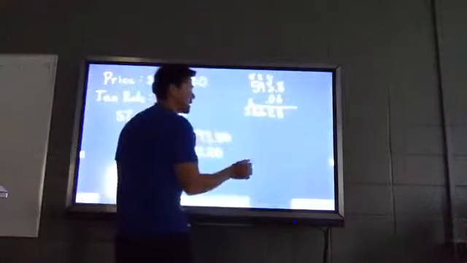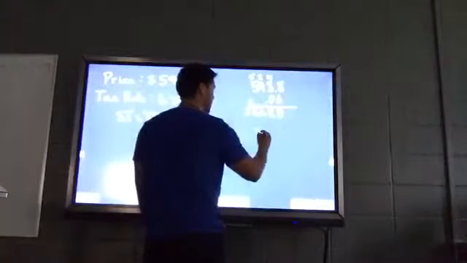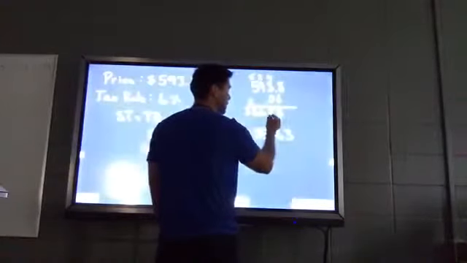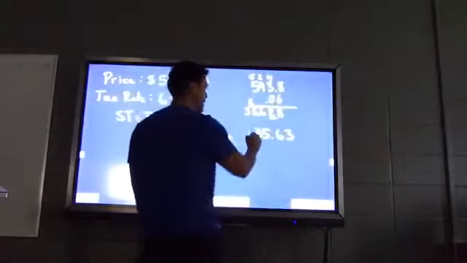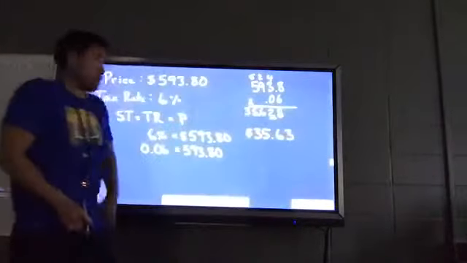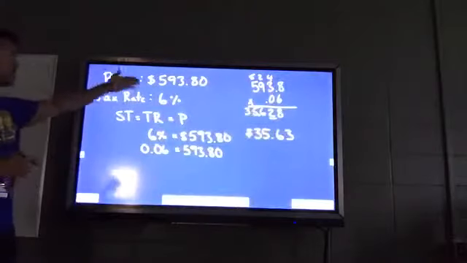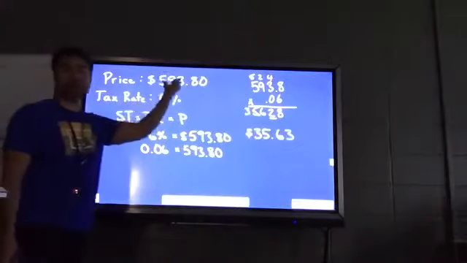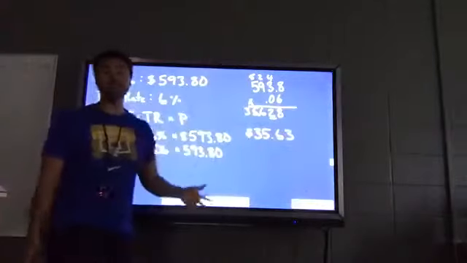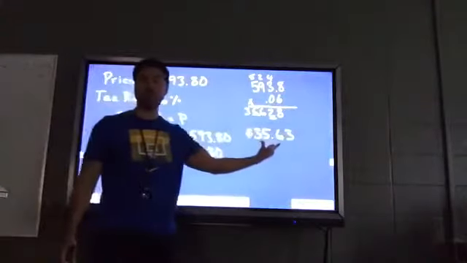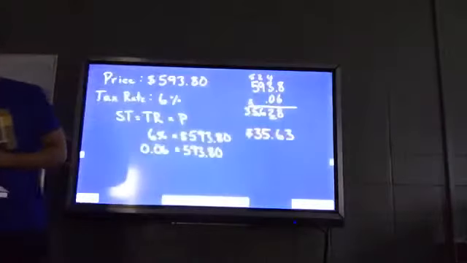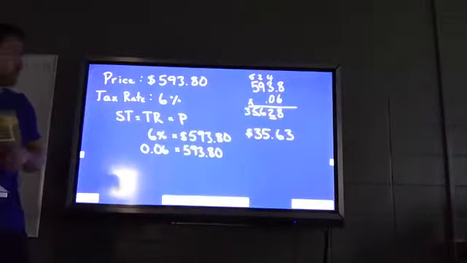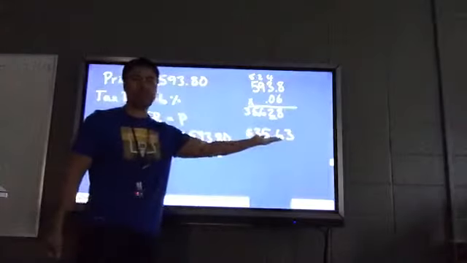And what's my tax on this item? It is $35.63, because I had to round that hundredths place. That's how much you're paying in sales tax. So if you go into that store, maybe like a TV, and you see the price tag of $593.80, that is not all you need. You need to add another $35.63. So that is not cheap. That is not just a small amount to add onto that price.